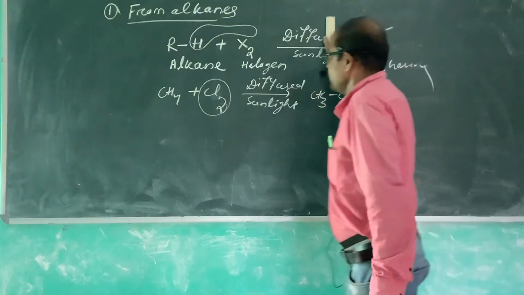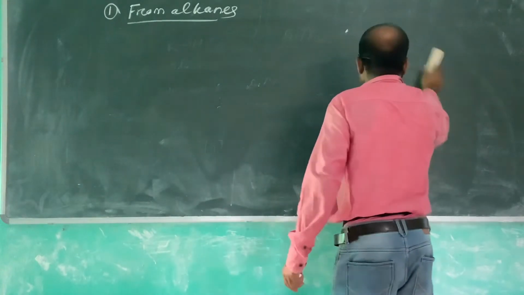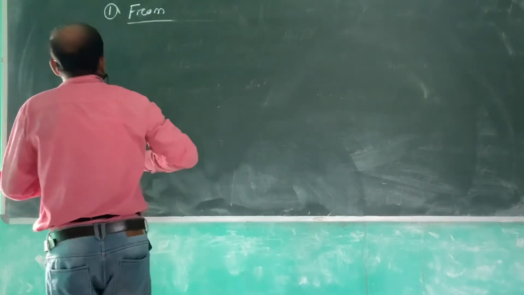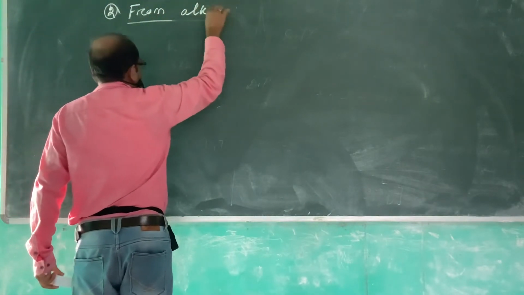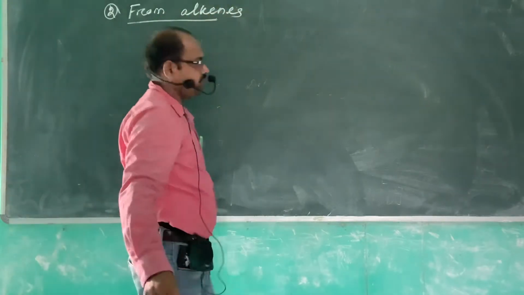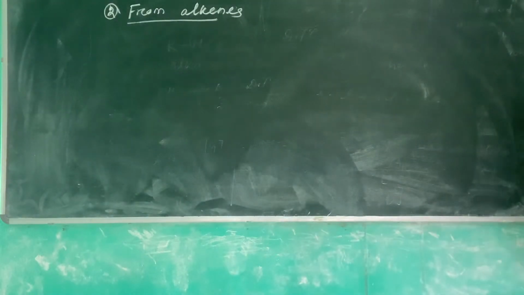Next, preparation of alkyl halide from alkene. Method number 2. Preparation of alkyl halide from alkenes. When gaseous halogen halide is passed through a solution of alkene in an inert solvent in dark and at low temperature, it produces corresponding alkyl halide.